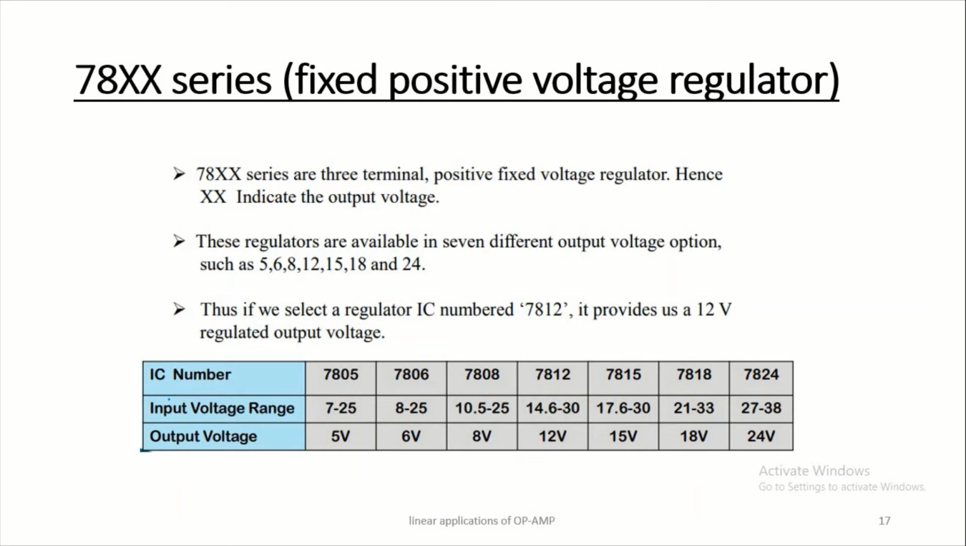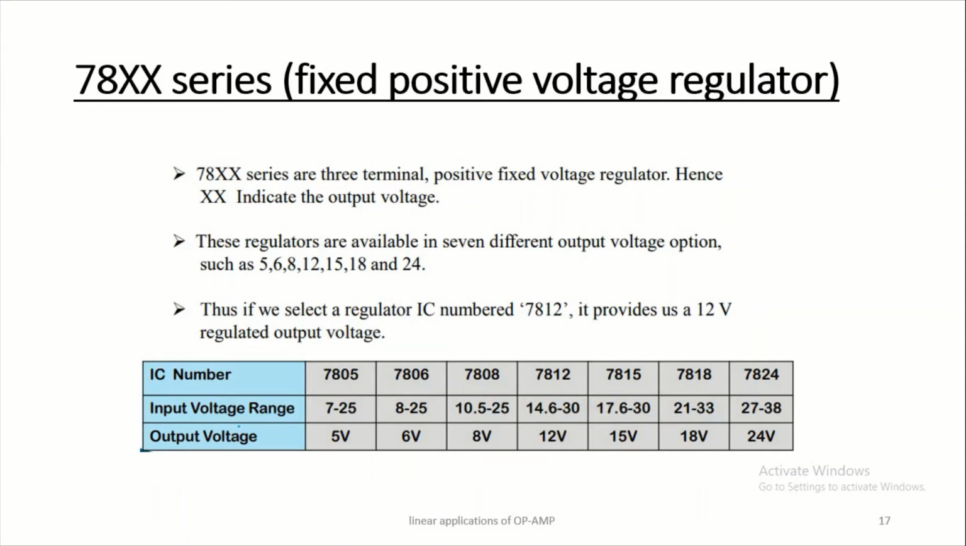The first one is the 78XX series, fixed positive voltage. The 78 series are 3-terminal positive fixed voltage regulators. Here XX indicates the output voltage. These regulators are available in seven different output voltage options such as 5, 6, 8, 12, 15, 18 and 24. Thus, if we select the IC regulator number 7812, it provides us a 12 volt regulated output voltage.